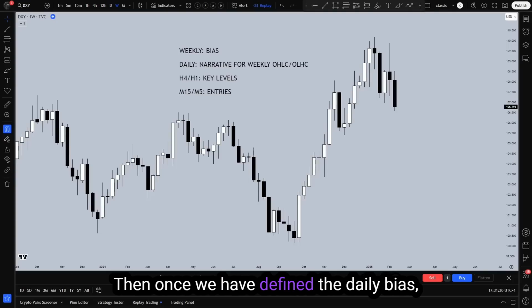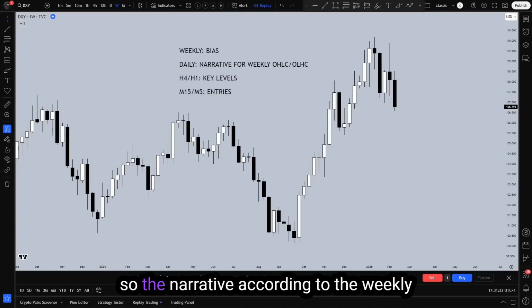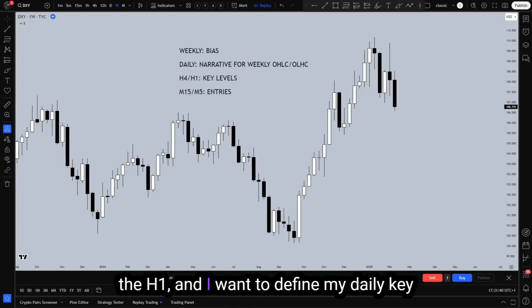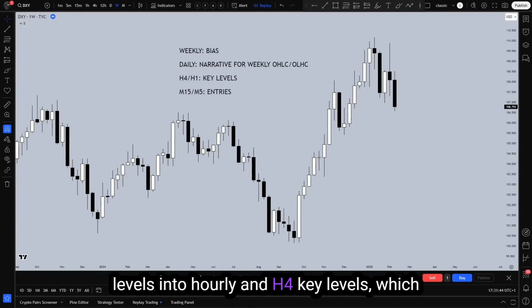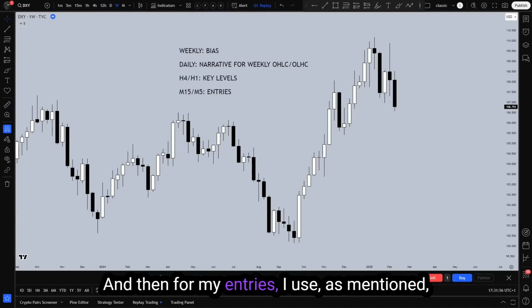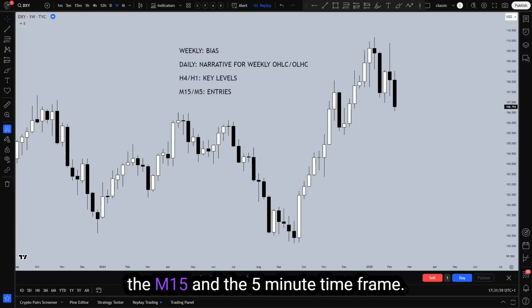Once we have defined the daily bias, or the narrative according to the weekly candle, I then drop down to the H4 and the H1, and I want to refine my daily key levels into hourly and H4 key levels, which I then use to frame my entries off of. And then for my entries, I use, as mentioned, the M15 and the 5-minute timeframe.